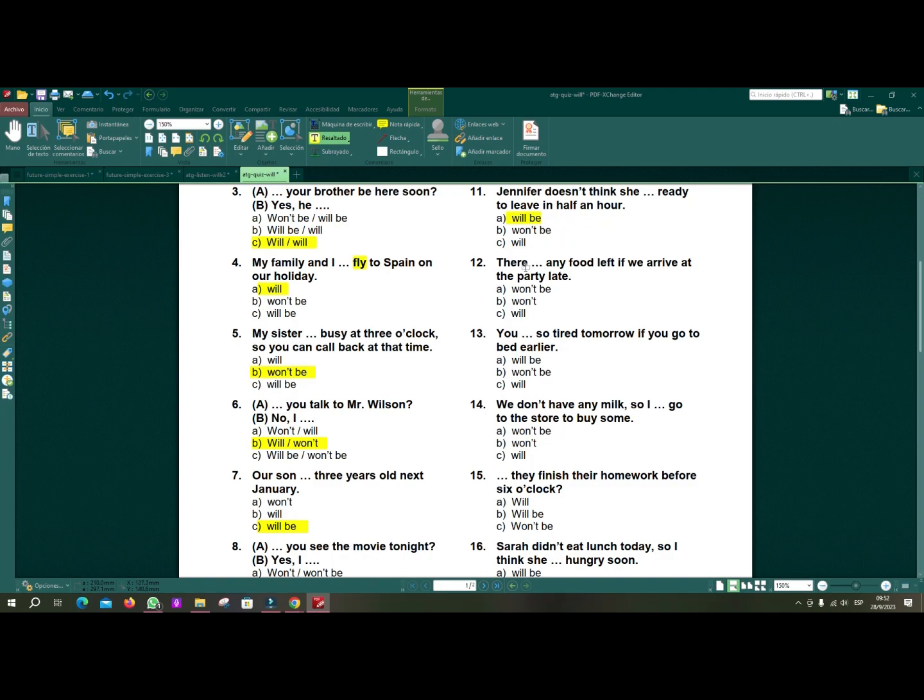Perfect. So, 12, Gabriel. Letter C, teacher. I guess that would be negative, right? So there won't be any food left if we arrive at the party late, right? So that will be negative, Mr. Abraham. There won't be any food left if we arrive at the party late.